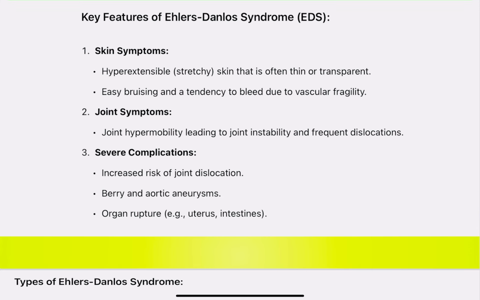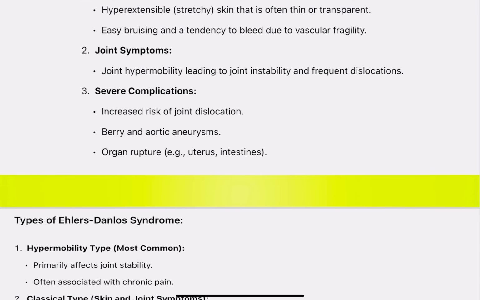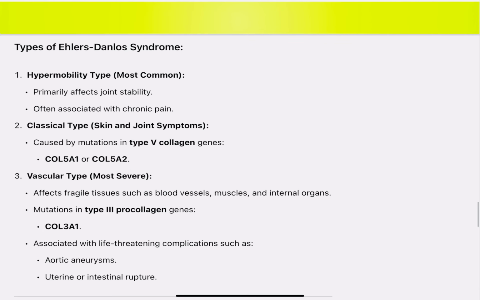The key features of Ehlers-Danlos syndrome: skin symptoms, hyperextensible stretchy skin that is often thin or transparent, easy bruising, tendency to bleed due to vascular fragility. In joint symptoms, you have joint hypermobility leading to joint instability and frequent dislocations. Severe complications include increased risk of joint dislocations, peri and aortic aneurysms, organ rupture, example, uterus and intestines. The types of Ehlers-Danlos syndrome: hypermobility type, which is the most common. This primarily affects joint stability, often associated with chronic pain.